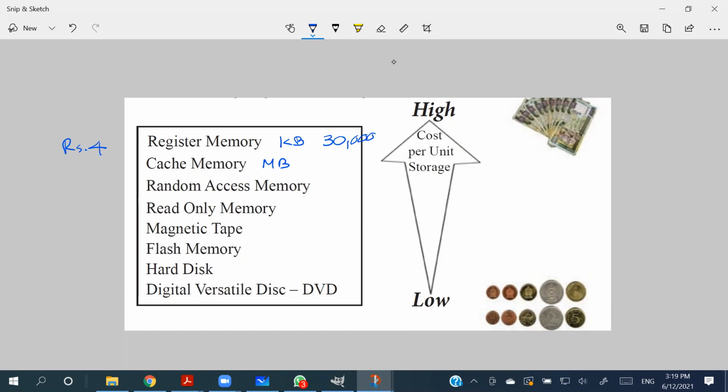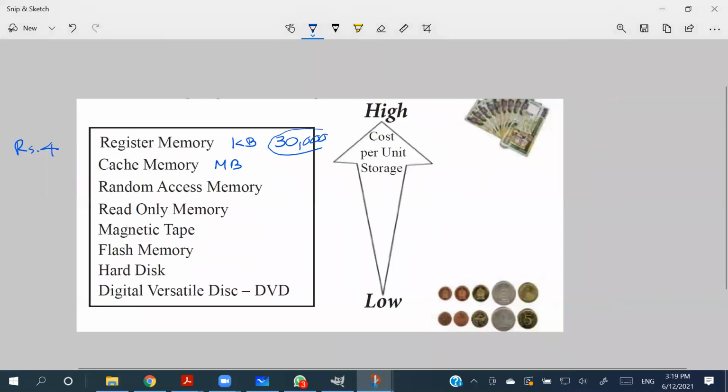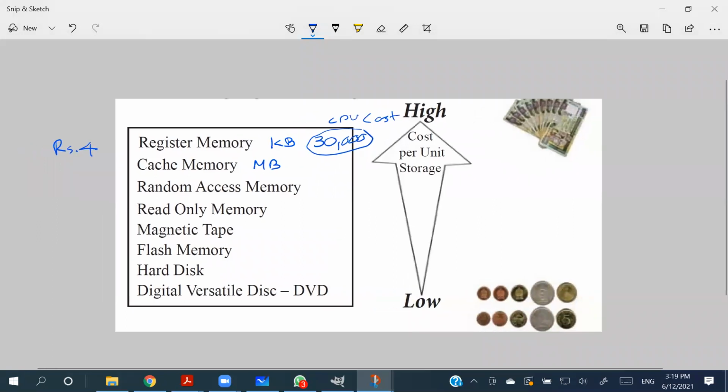Like if you still think cache memory is inside the CPU, so this is the CPU cost. 30,000 is the CPU cost. So like a kilobyte, per bit it got 4 rupees. Now if 1 MB is valued at 30,000, once you divide 30,000 by 1000, approximately, we have to divide by 1024 to be precise. Dividing by 1000, 30 rupees comes. It is for 1 MB.